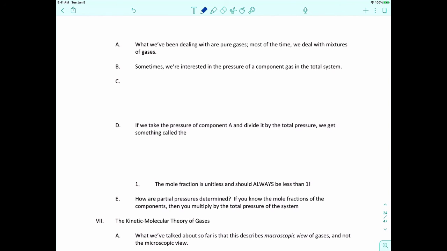So what we have to do is use something called Dalton's law of partial pressures.